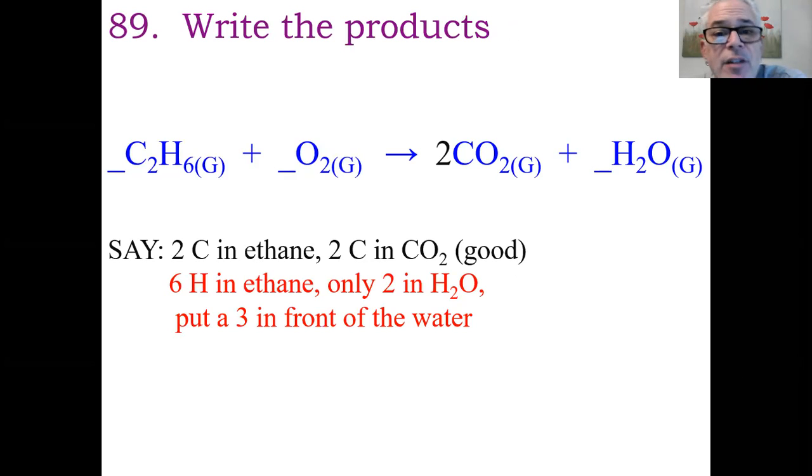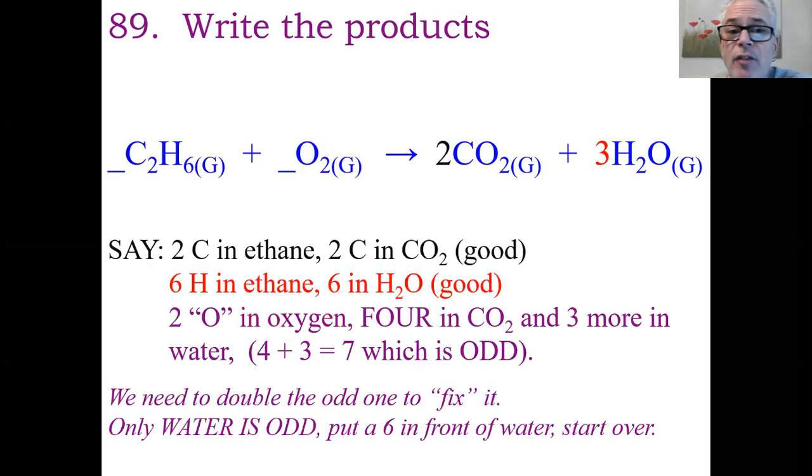Good. There are 6 hydrogens in ethane, but there's only 2 hydrogens in water. How are we going to get 6 hydrogens in water? We have to put a 3 in front of it, and then we have to start over again. So 2 carbons in ethane, 2 carbons in carbon dioxide. Good. 6 hydrogens in ethane, and now we have 6 total hydrogens in the water. That's good. We always start with 2 oxygens in the reactant side.